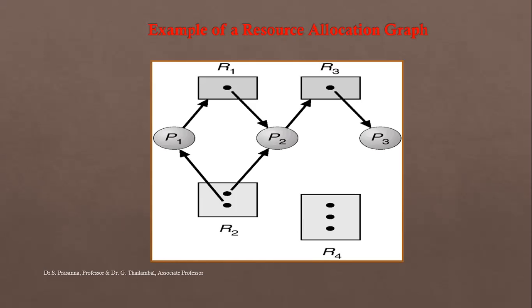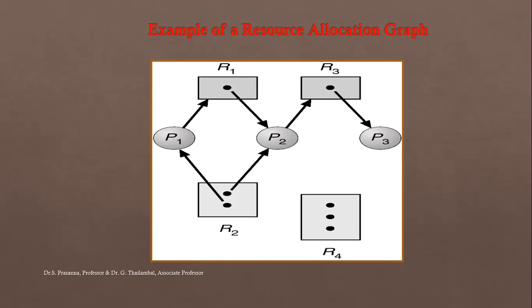But R2 is held by P1, so the P1 cannot be completed until it receives an instance of resource R1, which is held by P2. So P2 is also requesting R3. R1 is held by P2 and R2 is held by P2. It requests the resource R3. But R3 is held by P3.